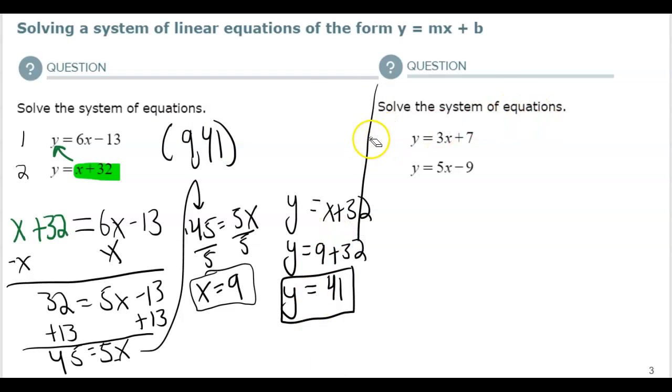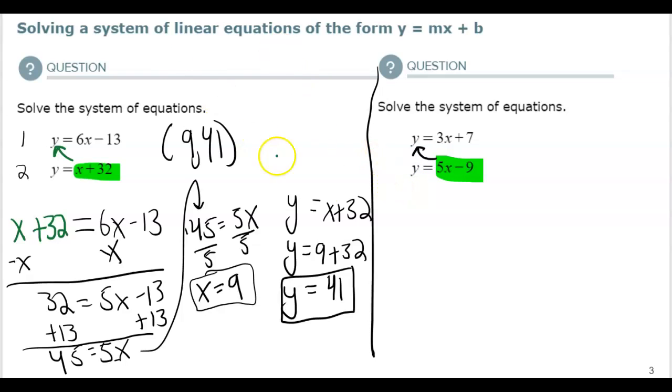I want you guys to pause the screen in a second. Go ahead and solve this one. Everywhere we see y, I know that y is a fair trade for 5x minus 9. So go ahead and pause the screen and try to substitute 5x minus 9 where you see y, and then go ahead and solve.